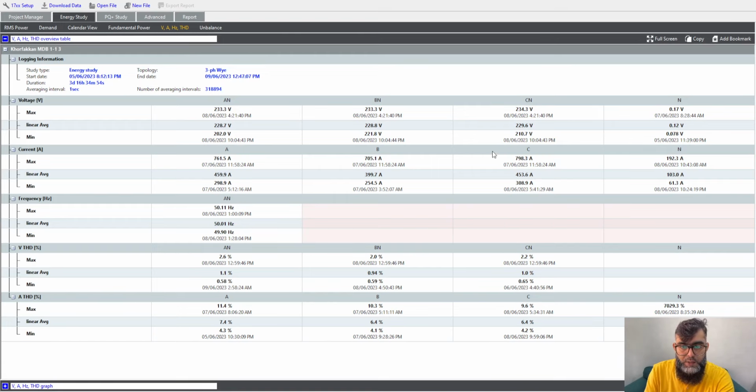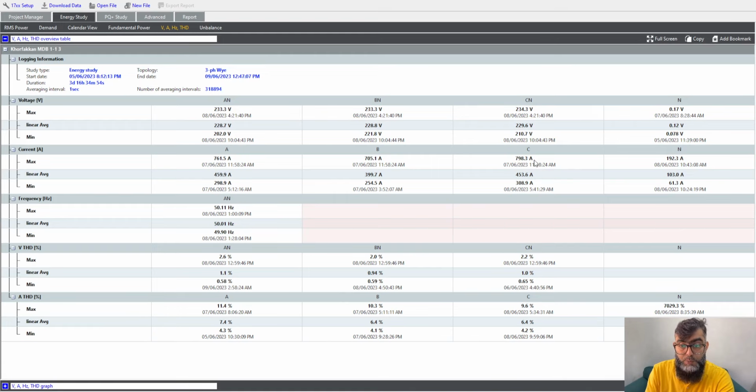So guys, we can't rely on keeping our IL as 2500 amps, because that's not the case. My system is not drawing 2500 amps, right? The maximum value that it has reached is 798. So I might keep a significant buffer.